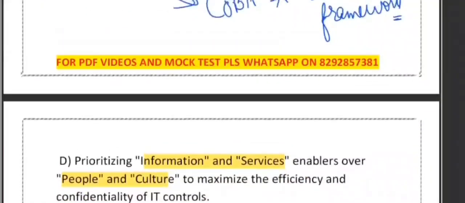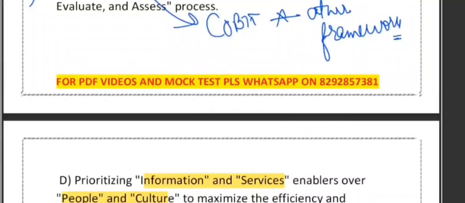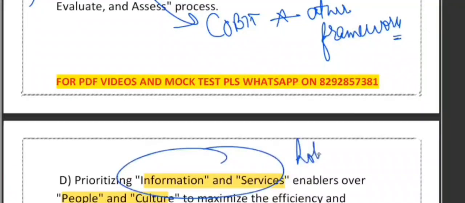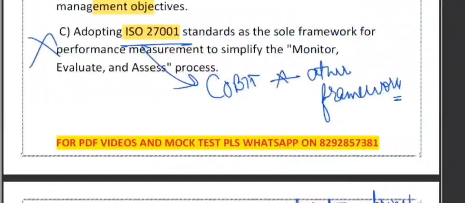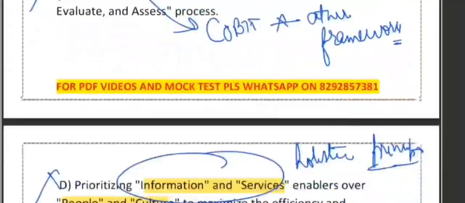What about D? D says prioritizing information and service enablers over people and culture. What do you think about option D? Is it correct? Prioritizing some enablers breaks the holistic principle. If you prioritize someone, obviously the holistic principle will break down. So option D is also wrong. The correct answer to this question is option B.